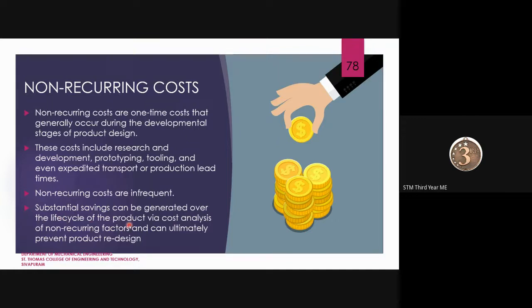Also, it will be generated. Some amount will be generated. It may be higher or lower than the forecast, but still there is some savings, some profit that will be occurring. And this can help with further non-recurring cost if it occurs, and it can prevent product redesign. So such is the thing.